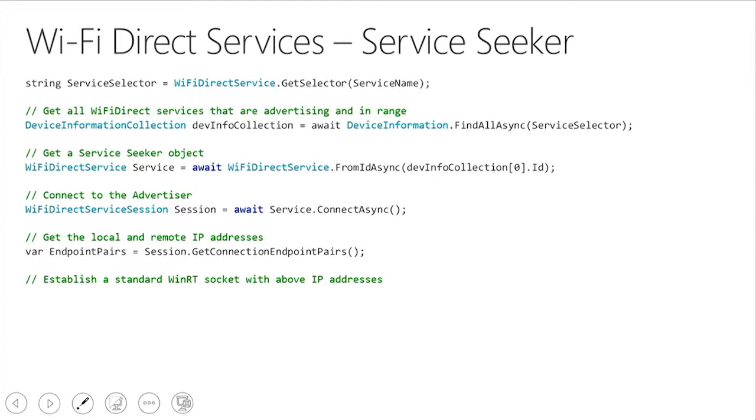On the successful completion of this method, you get a Wi-Fi Direct service session object that represents a connection to the service. The seeker can then obtain the local and the remote IP endpoints from this object and proceed with socket connection.